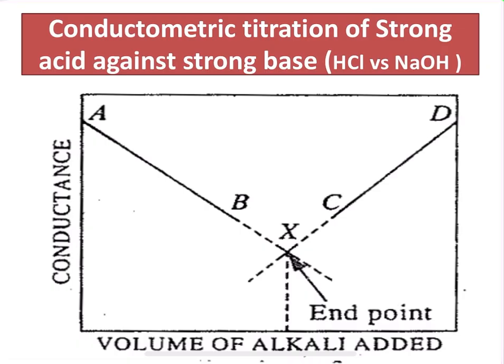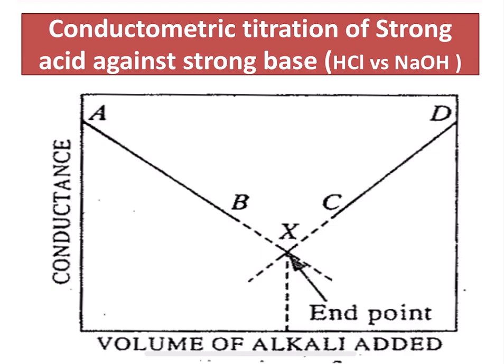The next part of our syllabus is the different cases of conductometric titrations. There are nearly 7 cases, and I think in this session we will discuss 1 or 2. The first case is the conductometric titration of a strong acid against a strong base. The example of a strong acid is hydrochloric acid and a strong base is sodium hydroxide. As I explained in the principle, the same principle works in this titration.